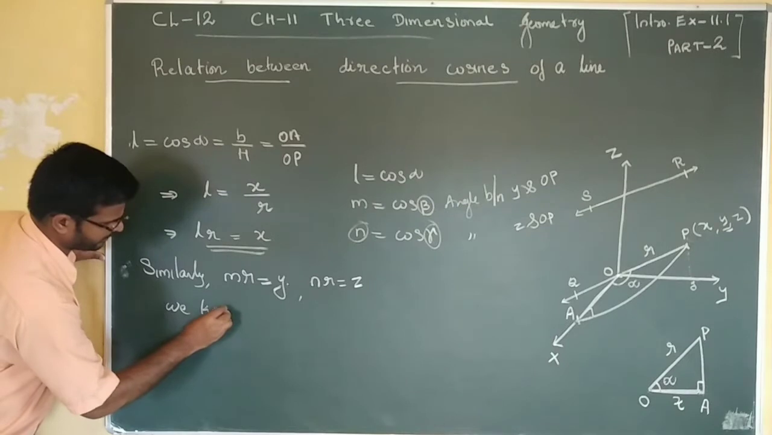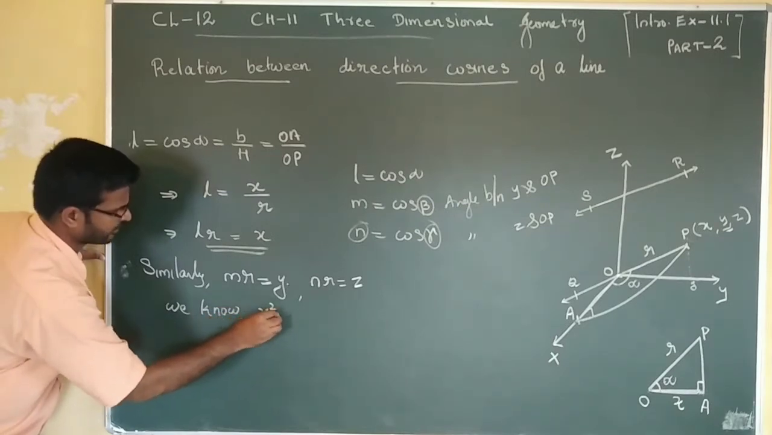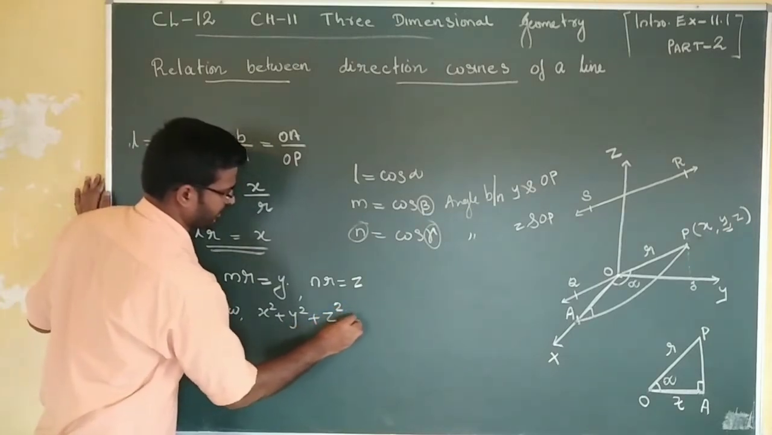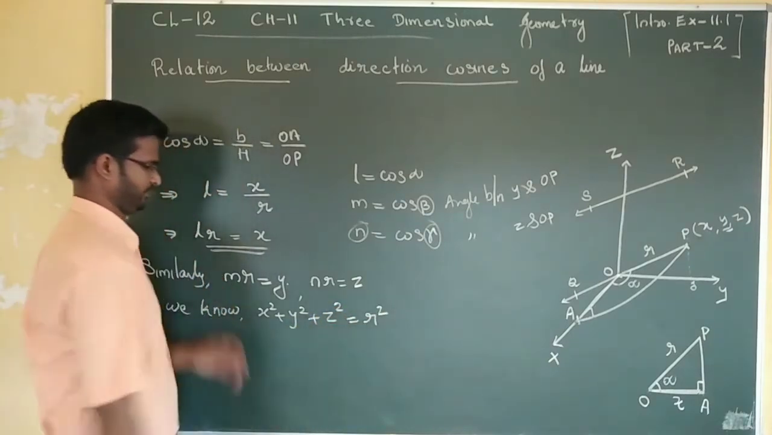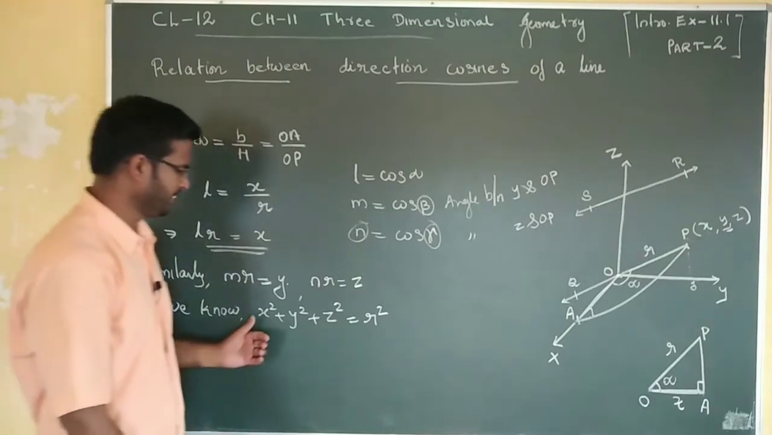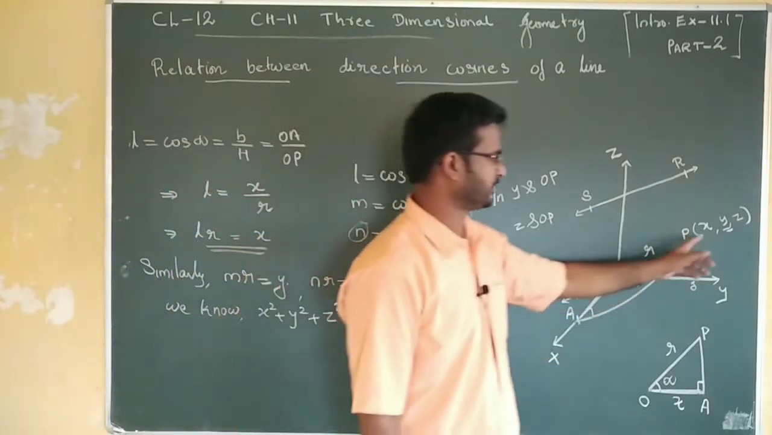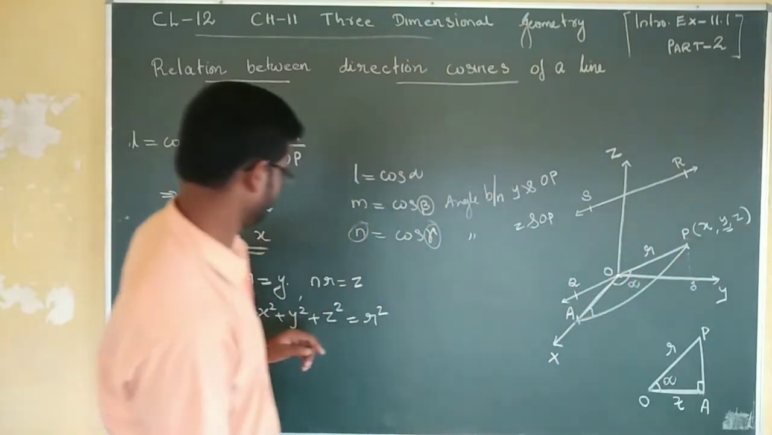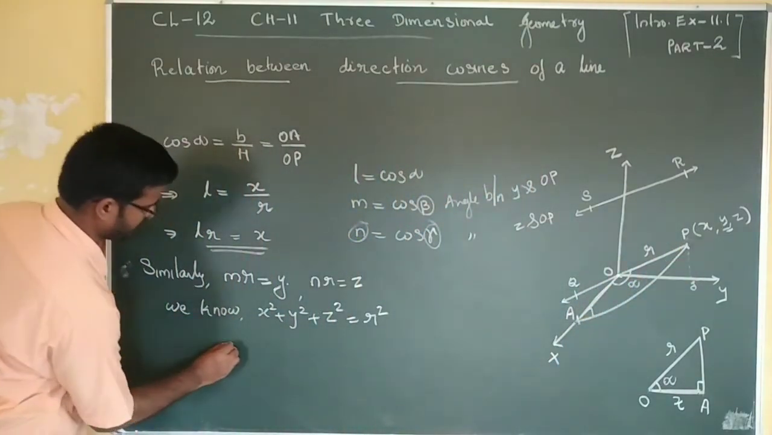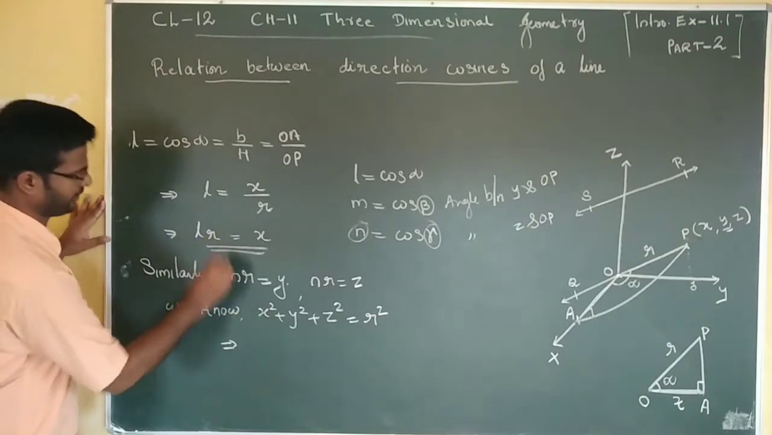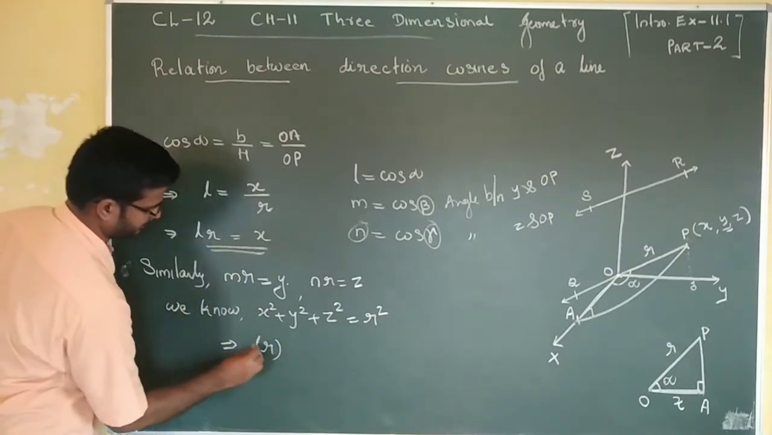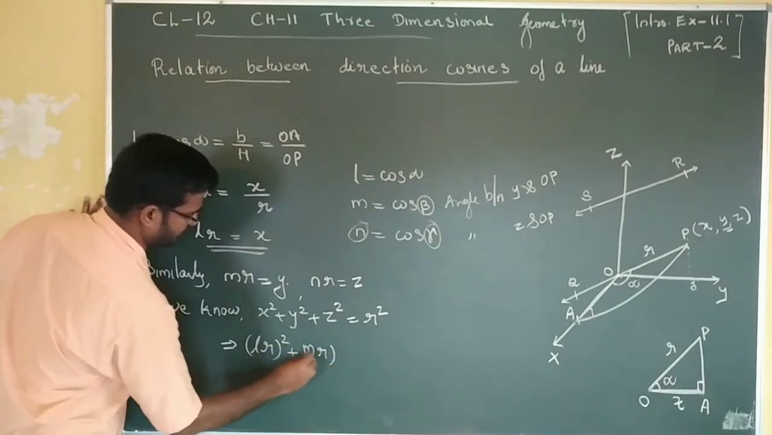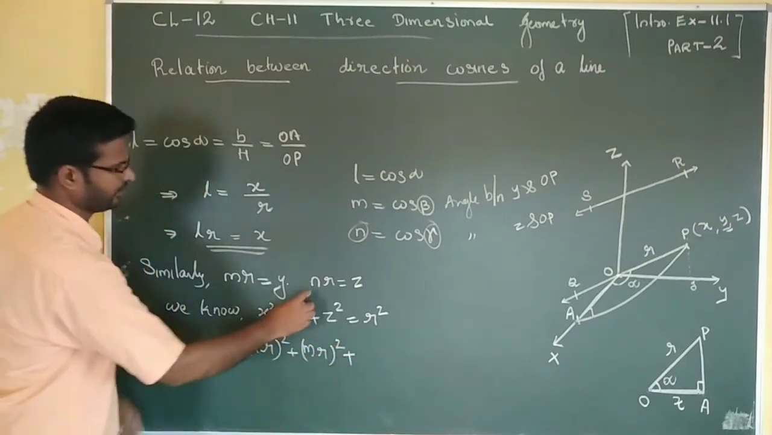This was already studied in class 11: x square plus y square plus z square equals r square. Here x, y, z are the coordinates of point P, and r is the distance from the origin. Now put all the values here. x square is (lr) square, y square is (mr) square, and z square is (nr) square.